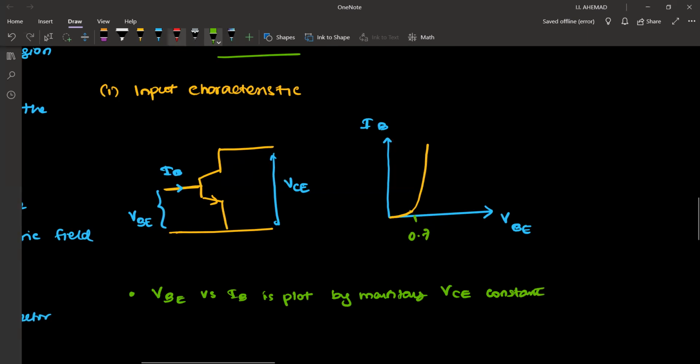So if we plot the same graph for another value of VCE, it will be like this. Okay, if VCE increases, it will come down. I mean, the VBE voltage will become larger. So we don't need that graph. This single graph is sufficient. That is the input characteristic.